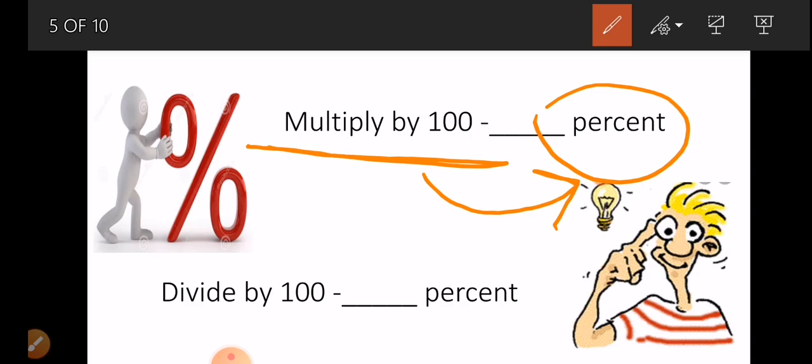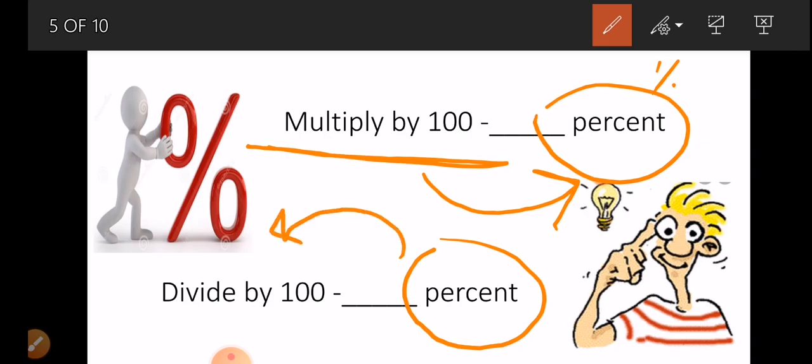So if you have a fraction, you have a decimal, anything you want from it as a percent, multiply the number by 100. Please don't forget the rule. Then put the sign of the percent beside it. Okay, if I have the percent and I want the other form, what should I do? Divide by 100 and remove the percent sign.